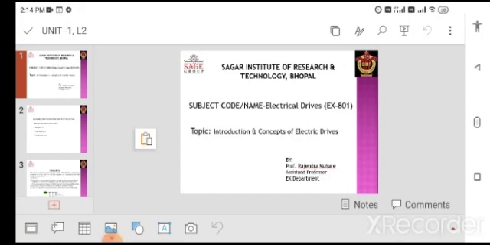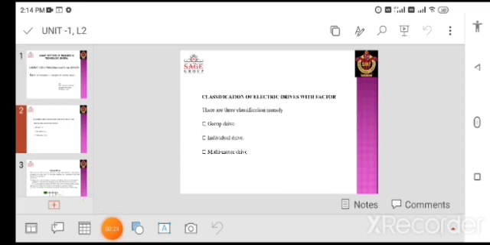Today we will discuss types of drives. In the last lecture we discussed the introduction and concept of electrical drives. So first of all, classification of electrical drives.